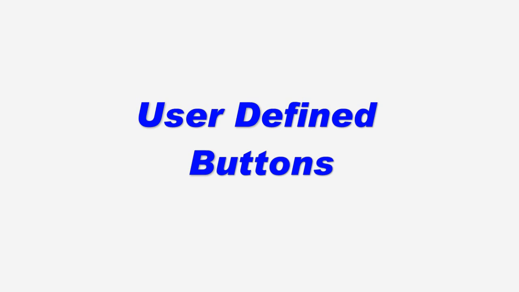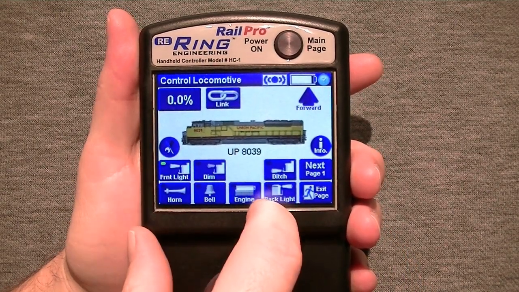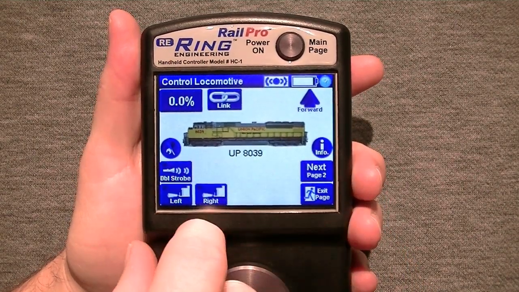User-defined buttons allow you to easily add, delete, or change buttons to completely customize the buttons you see on the screen. You can set up the buttons with only the lights, sounds, and actions that you want. At the bottom of the locomotive page is the user-defined buttons. Press the next page buttons to see another set of buttons.